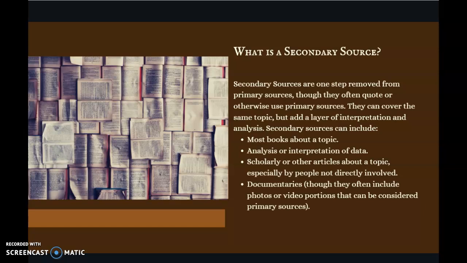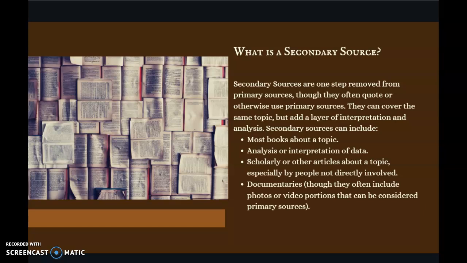So you may read, there's a good one out on the Civil War, a lot of books by McPherson. They are about the Civil War, but they are considered secondary sources. They are not a primary source. Obviously, McPherson, the author, did not live during the Civil War. So this is his interpretation of the events that happened during the Civil War.